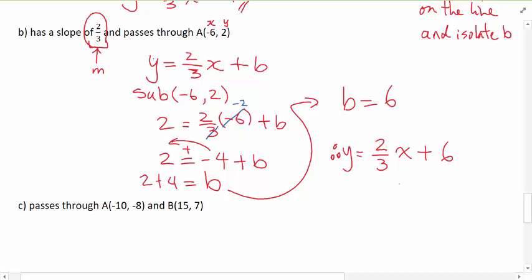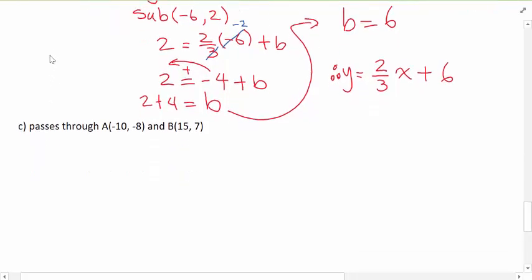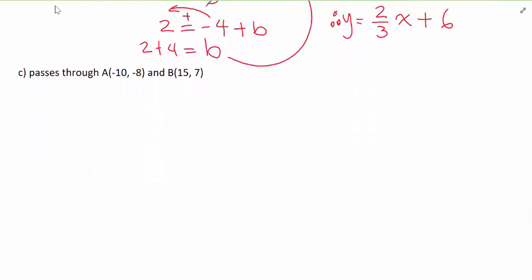Okay, listen up. Understand now that you really need to do 2 things. Step 1 is to find the m, find the slope. Step 2 is to find the b by plugging in a point. And then you write it down. Okay, try C then.